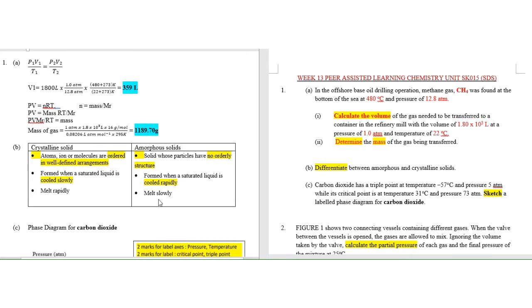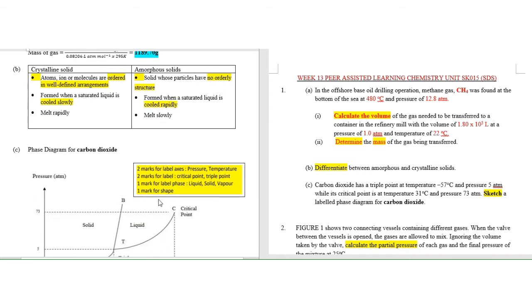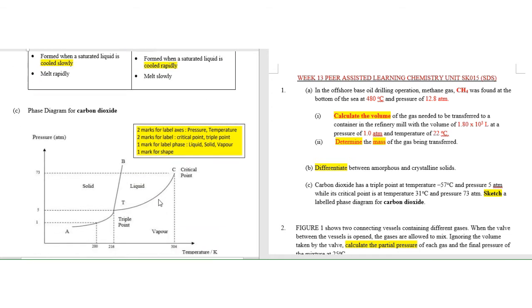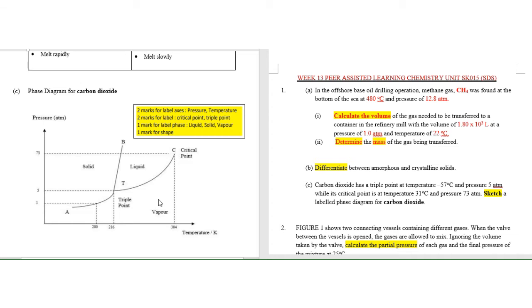Okay, now for C, about the phase diagram. As I mentioned before, there are 5 to 6 points you need to remember. First of all, write down the title. This is the phase diagram for carbon dioxide. Next you have to label the y-axis for pressure in atm, and the x-axis temperature. Since the question is given in degrees Celsius, actually no need to change, it doesn't matter. You can remain as degrees Celsius. If you change to Kelvin also can, no problem. Up to you if the question didn't mention anything.